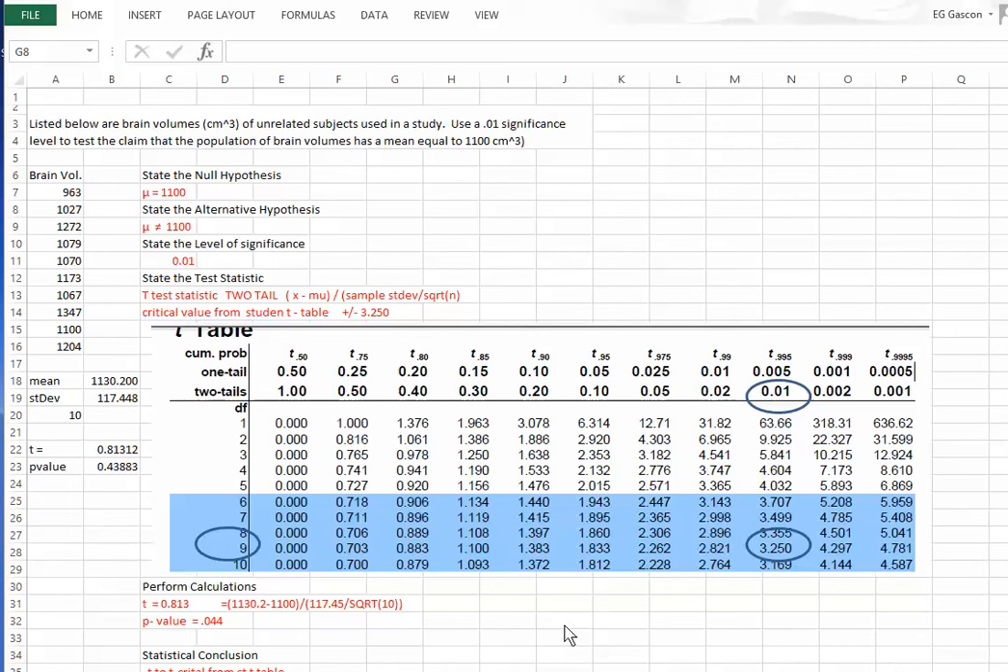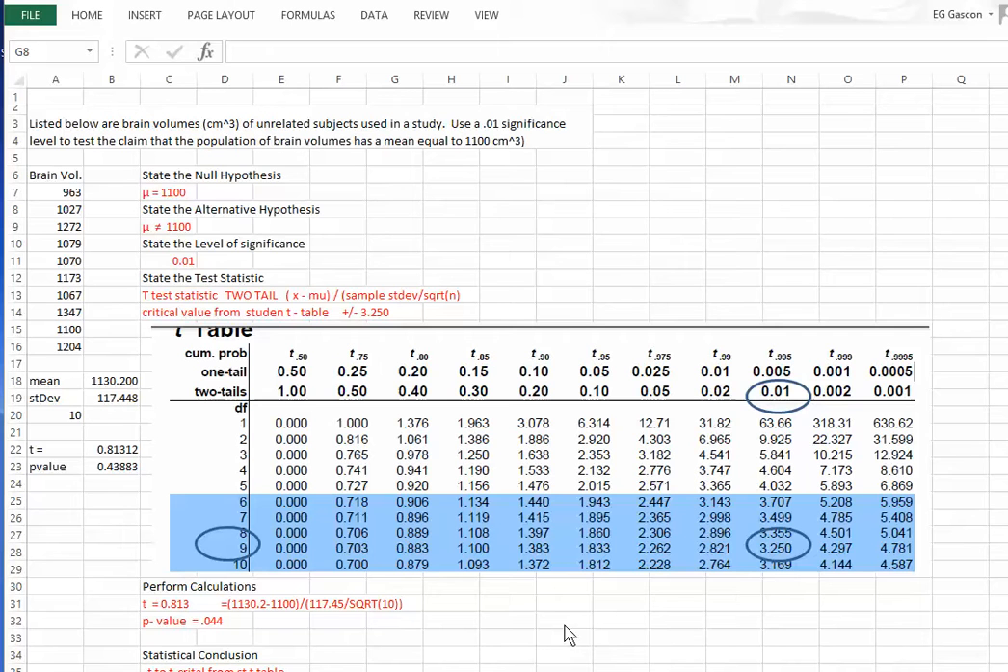In this video, I'd like to take a look at a one-sample t-test and how to proceed through the hypothesis testing. So the example that I have here is below. We have brain volumes, in cubic centimeters, from random unrelated subjects used in a particular study. We used 10, a very small sample.